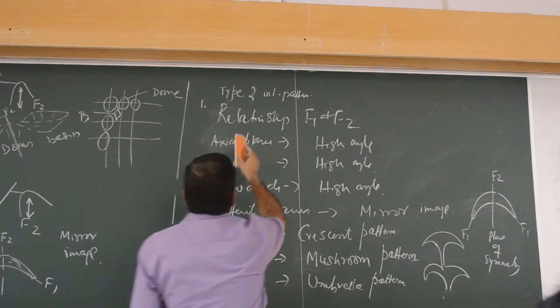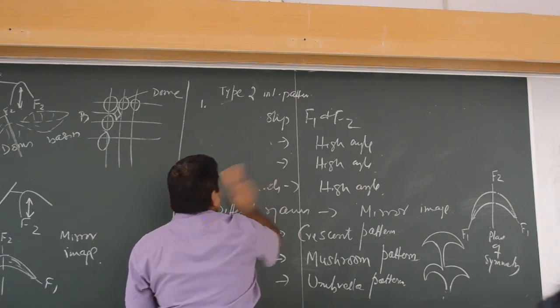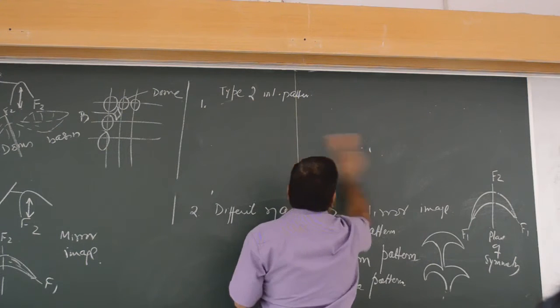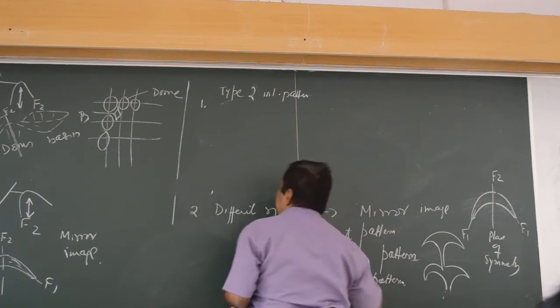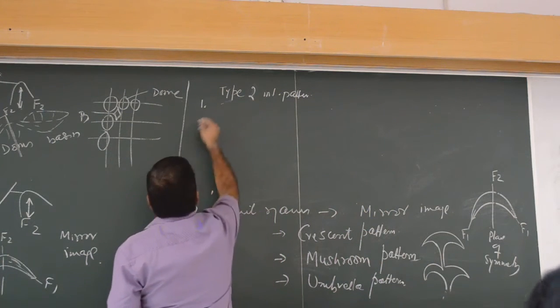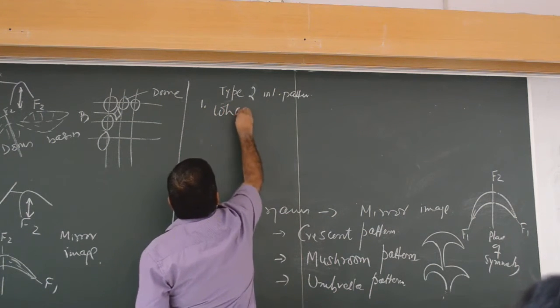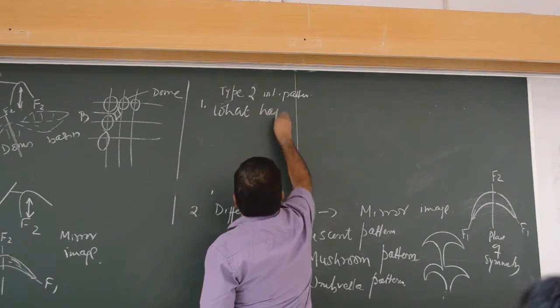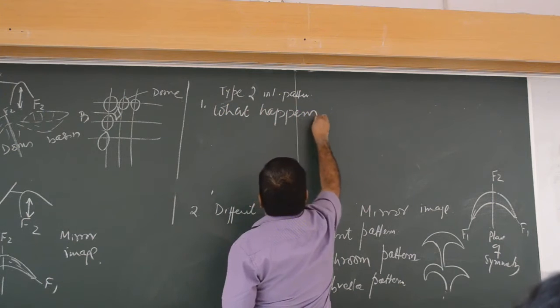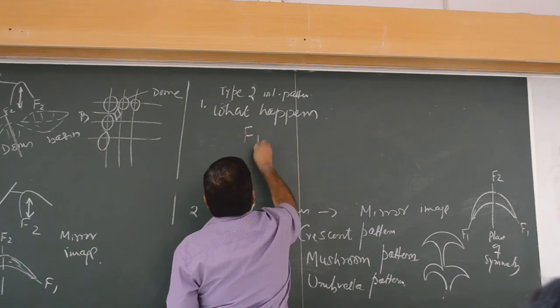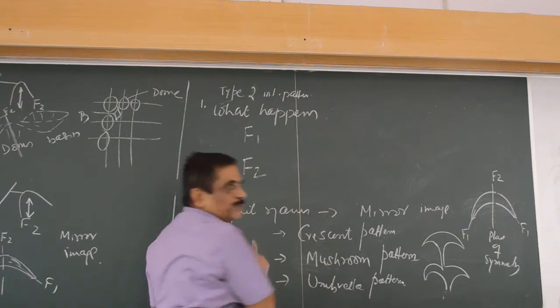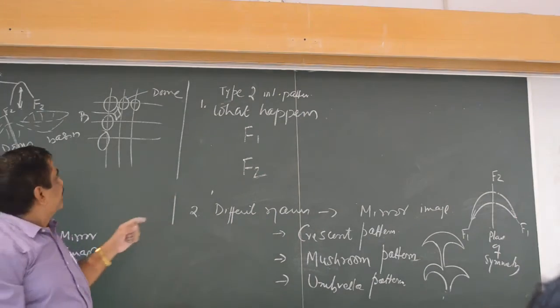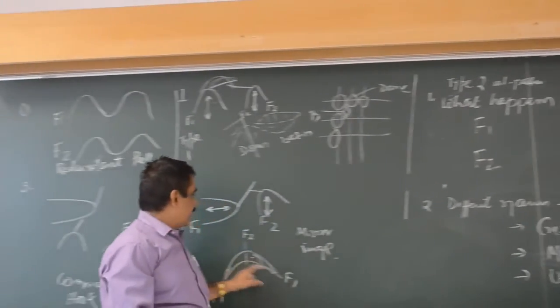Then, the next one you see. What is the point? What happens? Or you can give some figures, you know. Then comes what happens. In the interference pattern, what is the nature of F1? No, what is the nature of F2? This is what we are going to discuss. So you see the interference pattern, what happens to F1?